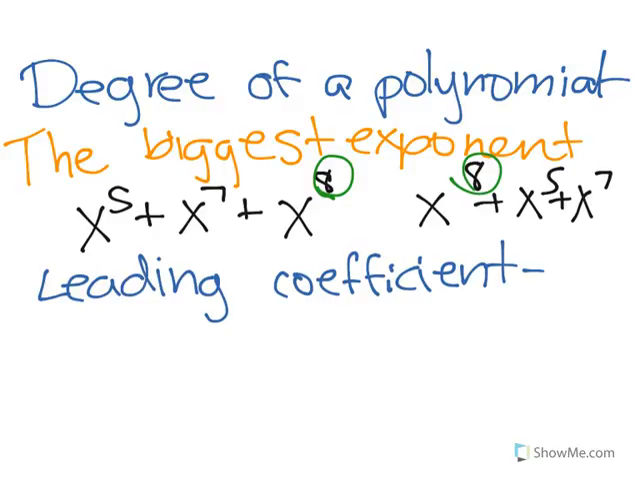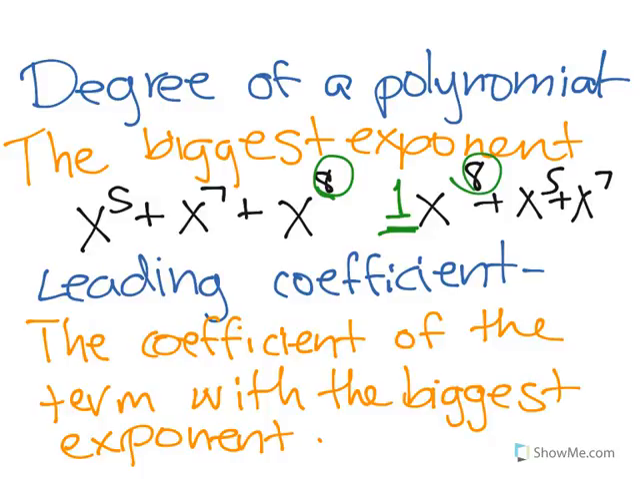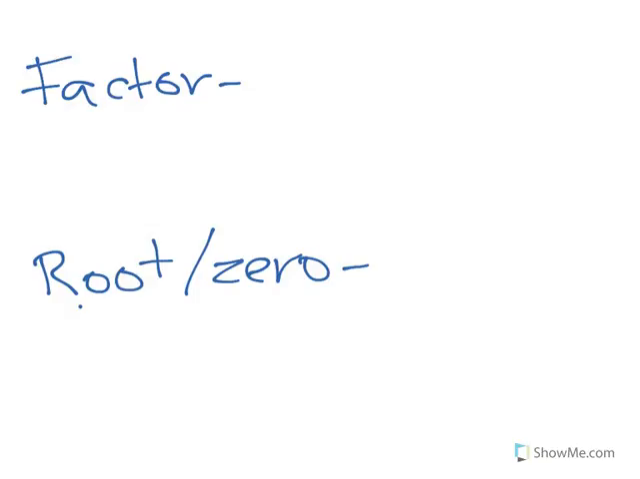Now the leading coefficient. The leading coefficient is the coefficient of the x with the biggest exponent. So in this case, for example, the leading coefficient would be 1, which is the coefficient of the x with the greatest exponent. Okay, so these are two very important vocabulary words that you will use later on to divide polynomials and things like that. Next, we have a factor and a root or a zero.